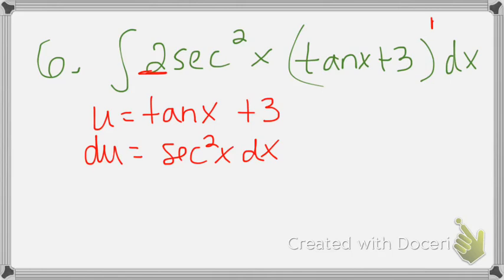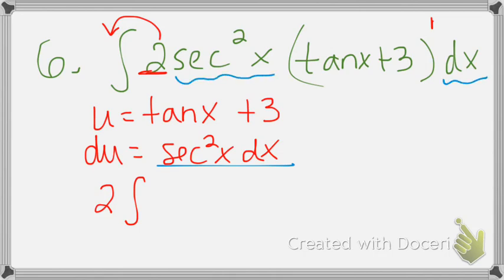Okay? So what I'm going to do is I'm going to just put it out here, but I'm not going to change it. So I'm going to make it 2 integral of what? Secant squared is the du. This is du. U. 2 times the integral of u. So you can always take out constants, numbers that are multiplied. If you put them in, you got to multiply by its reciprocal. But if it's already there, you just bring it out.